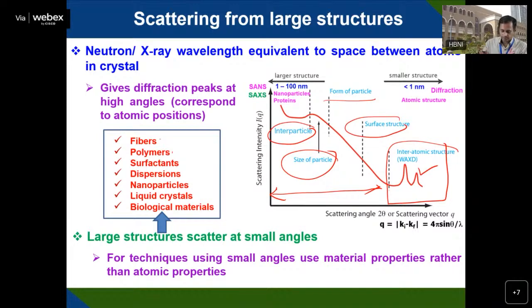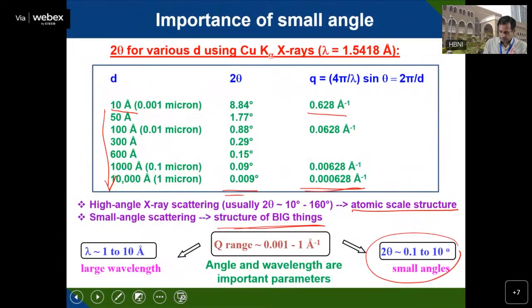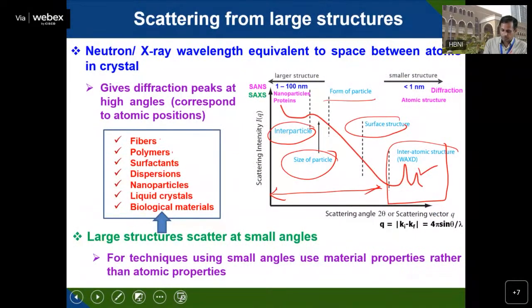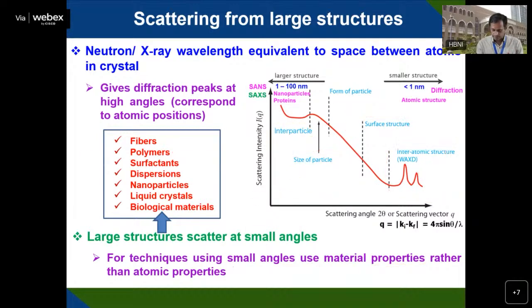For a large Q value, that is, a very small angle, in the small Q range and small theta value, you will be able to get material properties mainly, rather than the atomic properties which you get in the case of XRD. In XRD you will get atomic properties, but in small angle neutron and X-ray scattering you will get material properties.